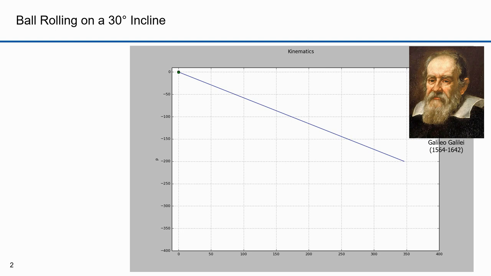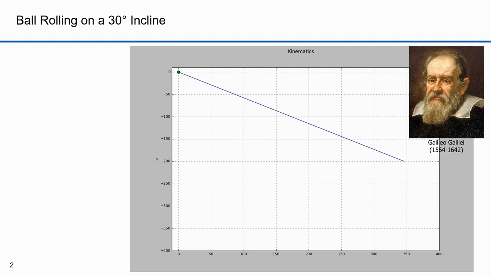A number of years later, medieval scholars tried to describe that motion. Albert of Saxony said that the speed of a falling body was proportional to the distance traveled. Another, Nicole Oresme, said that speed was proportional to the time that an object was falling. Turns out he was right.